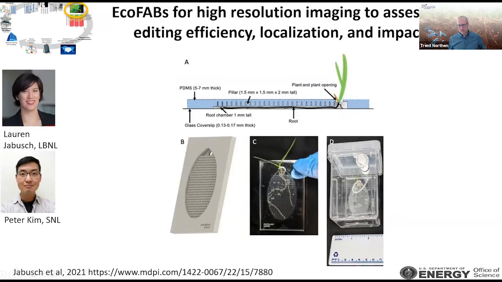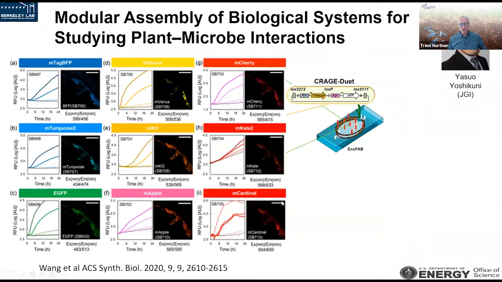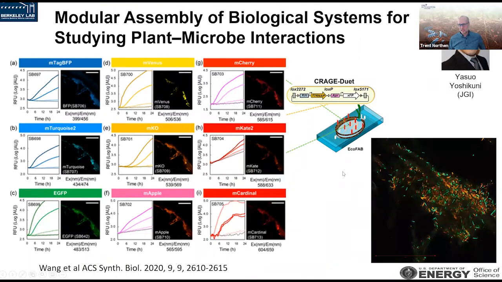You can see you can take this device and put it into a little Magenta box with a sterile filter, and it makes it very easy to change the media. And they've collaborated with a number of people, including Yasuo Yoshikuni, who's used a synthetic biology tool to make many different colors of bacteria. In this case, these are all Pseudomonas fluorescens with different fluorescent proteins. And they were able to measure these fluorescent proteins in the rhizosphere and generate some very pretty images looking along the root here.